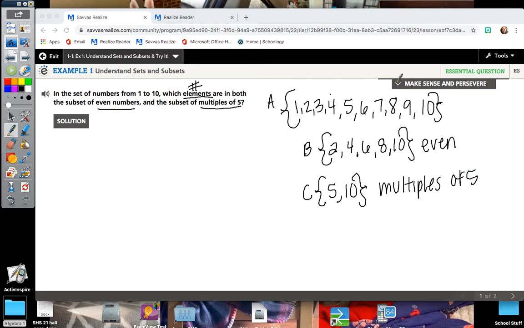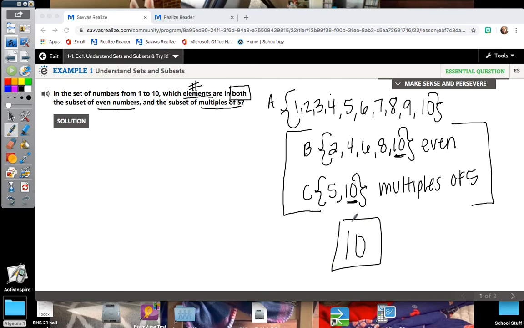So we have our main set of 1 to 10. We have our subset of even numbers. And we have our subset of multiples of 5. So of that, which numbers are in both of our subsets? So these two right here. If we look at our subsets, we just need to see what do they have in common. Do they have a 2 in common, a 4, a 6, an 8, a 10, or a 5? Well, the only number we see that they have in common is 10. So 10 would be our element in both. And you can do this on your side too. You can always check your solution.